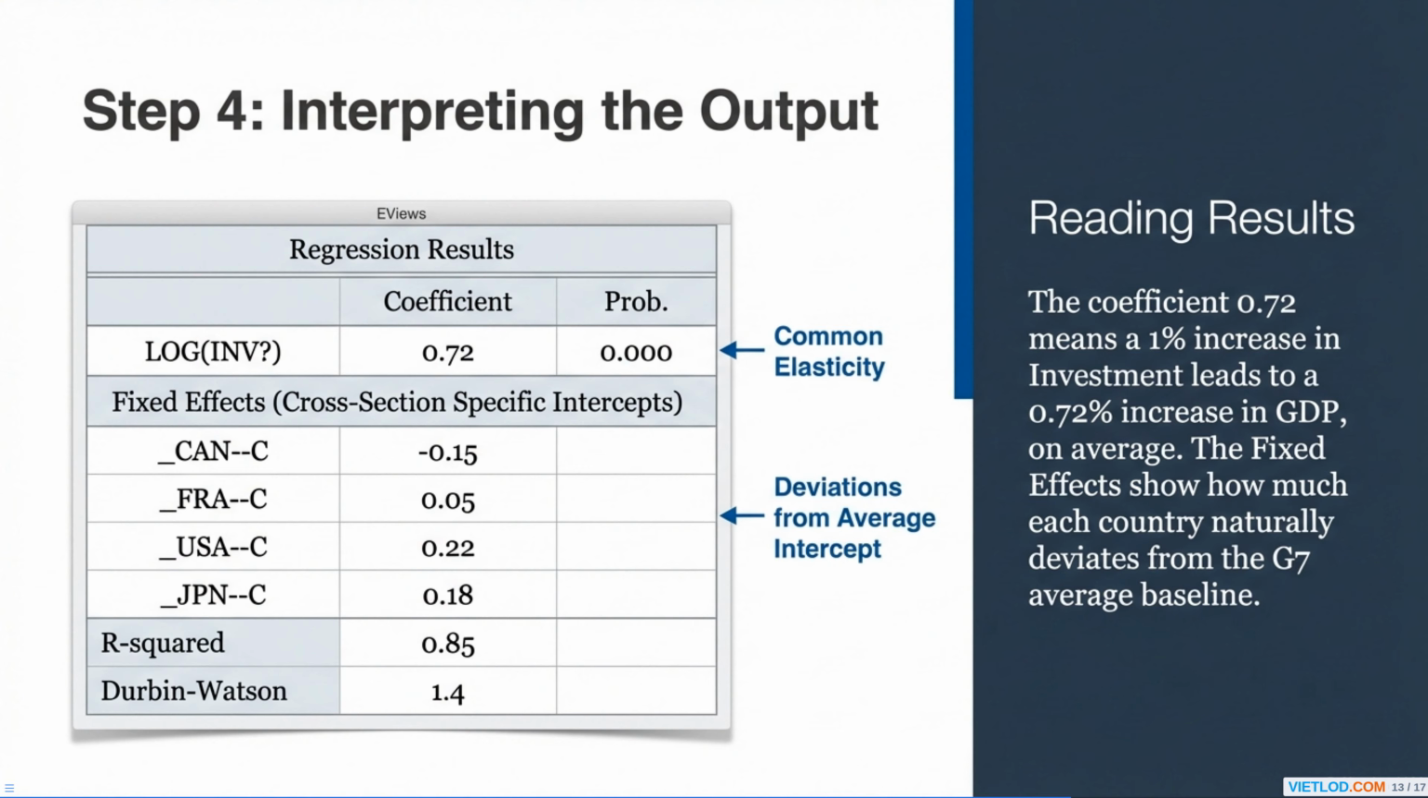For example, we assume countries like the USA and Japan have different baseline productivity levels that are not explained by investment, and fixed effects can capture these unobserved differences.